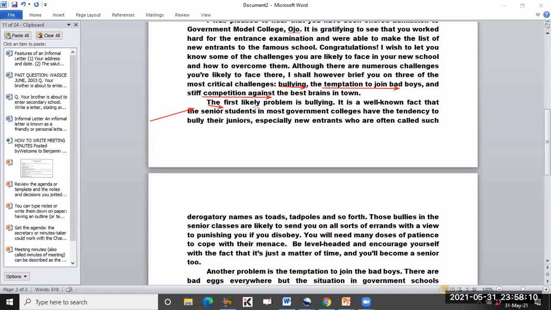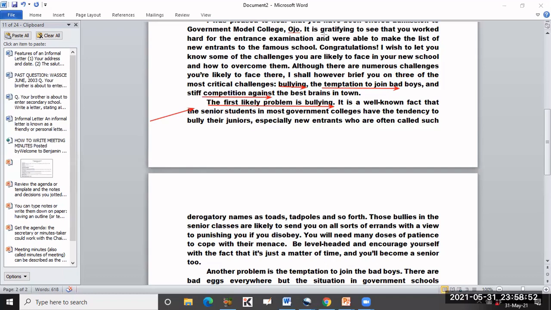And you can see the beautiful way we start here. We start with what is called the topic sentence. The topic sentence is a sentence that contains the main idea you are going to discuss in each paragraph. And it is always important to ensure that you discuss only one main idea in one paragraph. The next main idea should be discussed in the next paragraph. Another main idea should be discussed in another paragraph. So let's see how we do it here.